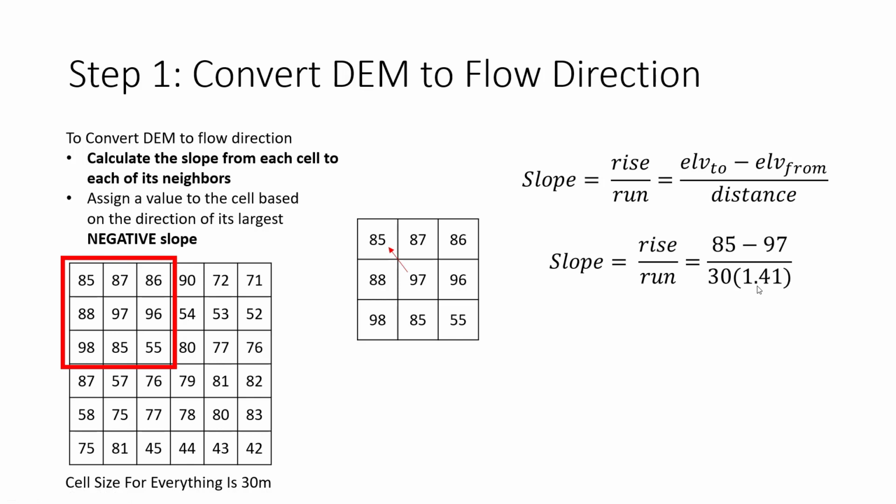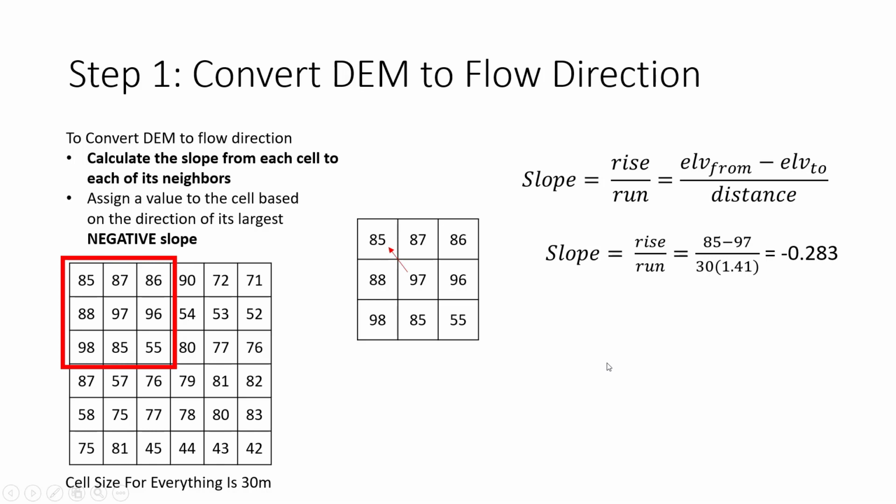So what do we get if we do the math on that? Well, we get a value of negative 0.283, meaning the slope going from this pixel to this pixel is negative 0.283, meaning it is a negative slope, so any fluid on this pixel could flow into that pixel because it's downhill.